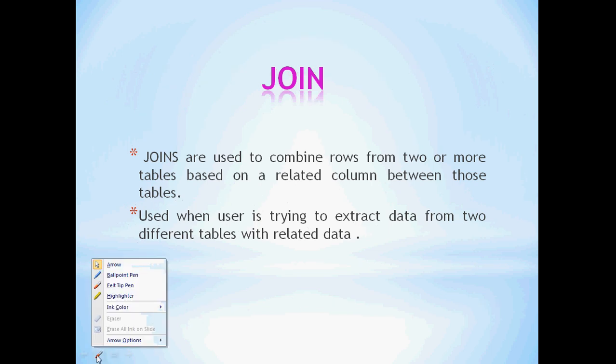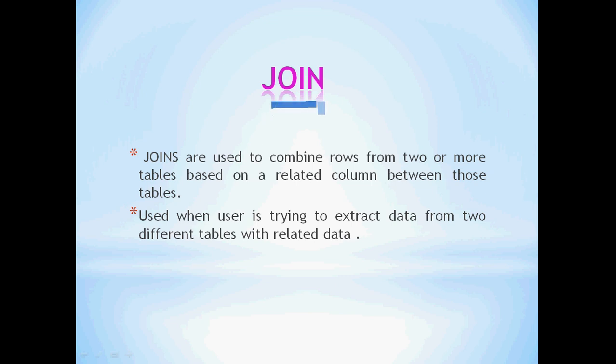What is join? Join is an operation that is used to combine two different tables, and this is used when you are trying to extract data from two related tables. The second table is also having some data related to the first one, and you need to combine them together and extract the data and show them as a table. So in such cases you can use join.